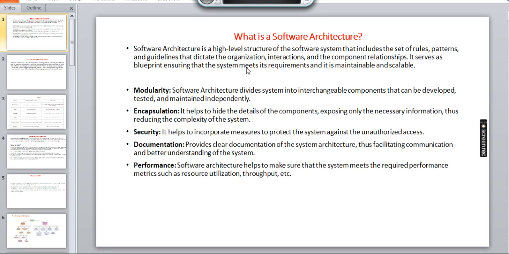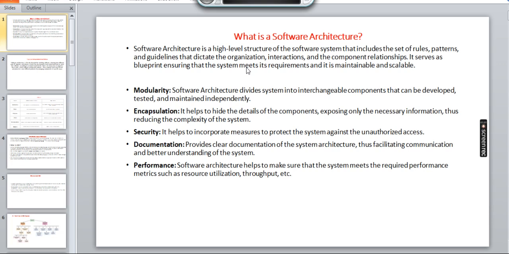Software architecture is a high level structure of a software system that includes the set of rules, patterns and guidelines that define the organization, interaction and its component relationships. It serves as a blueprint in ensuring that the system meets its requirements and is maintainable and scalable. Software architecture includes a set of rules and types.